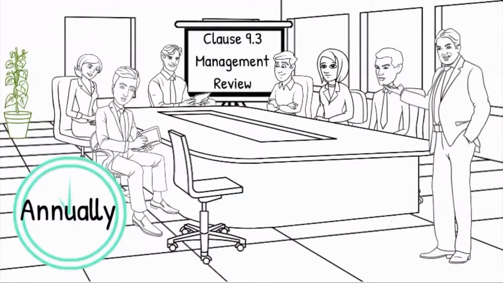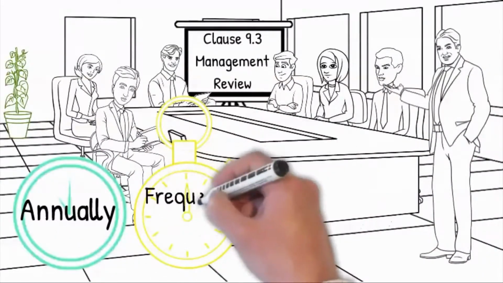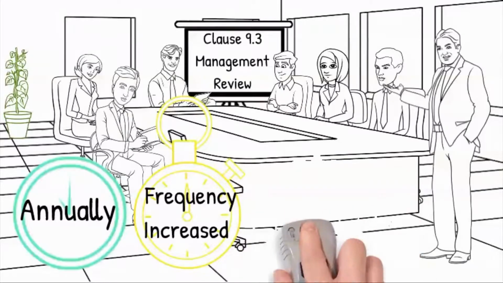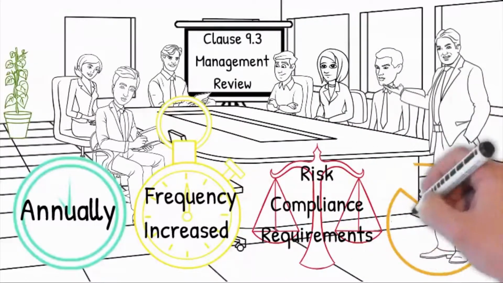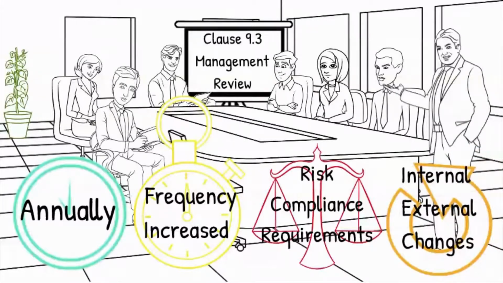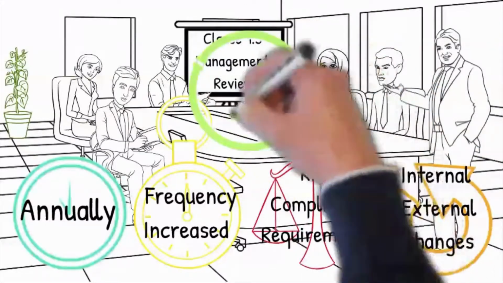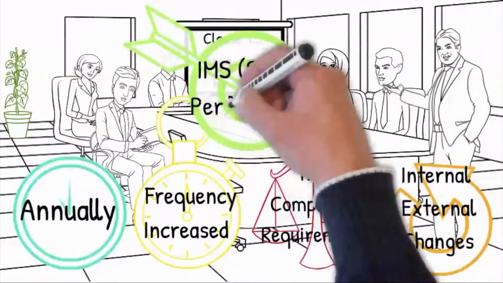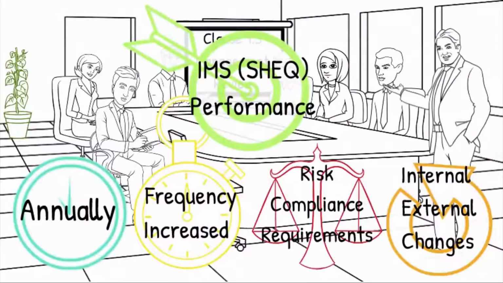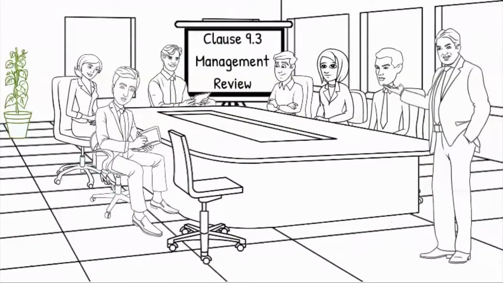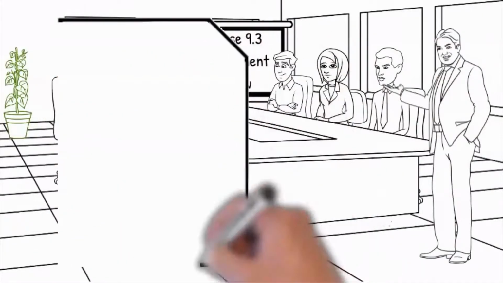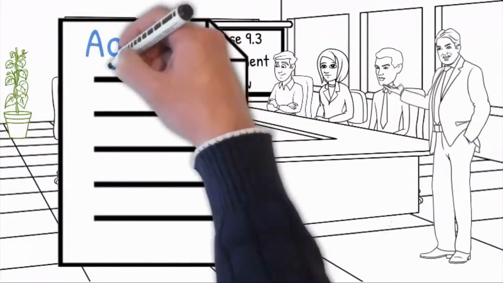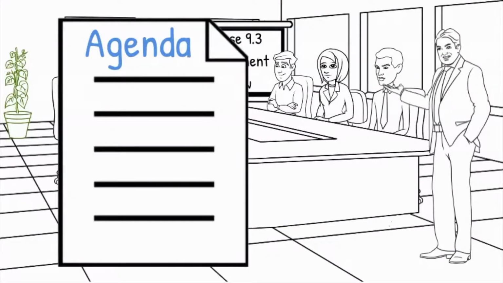The management review shall be conducted at least annually. The frequency of management review shall be increased based on risk to compliance requirements resulting from internal or external changes impacting the integrated management system and performance-related issues. The management review shall be planned and carried out according to a set agenda including the requirements described in Clause 9.3 from each of the following management standards.